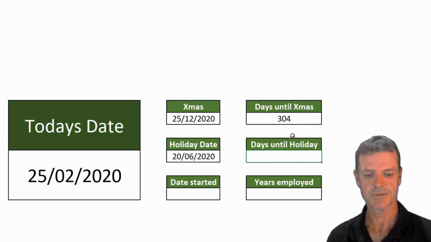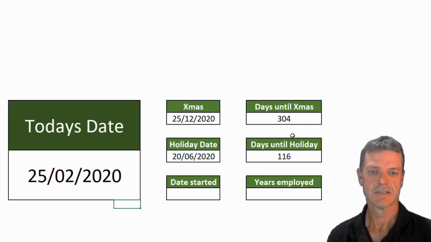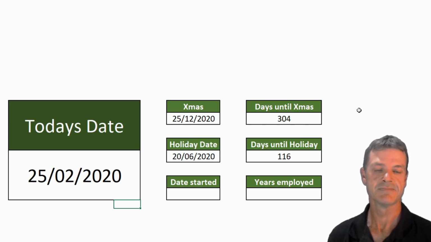Okay, once again, we'll just do that simple calculation, which is that cell there minus that cell. So you've got 116 days. And again, that will update tomorrow. It'll reduce by 1.